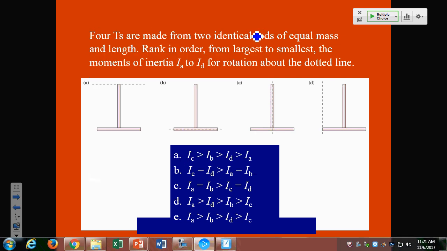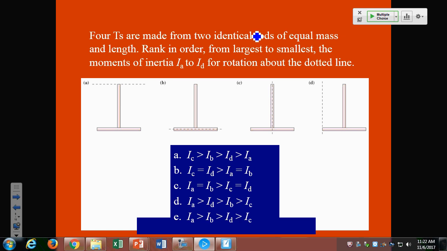The way you want to approach these, and in general for ranking problems, which not only do I like them, but other people like them too, on these various standardized tests that you folks take, try to eliminate options first. A good way to eliminate options is to ask which one has the biggest moment. This one right here has this bar out at the maximum radius, so it has to have the biggest moment of inertia compared to all the others. So I could get rid of A and B. It's either going to be C, D, or E.